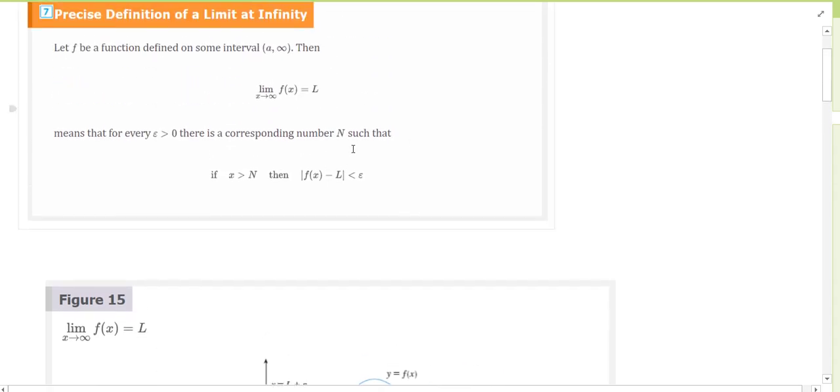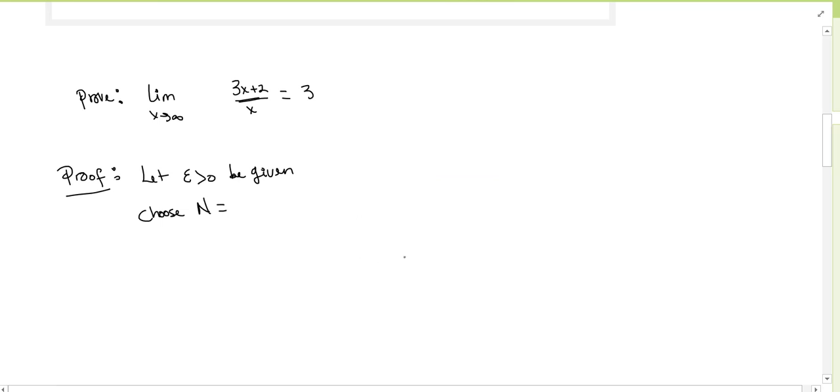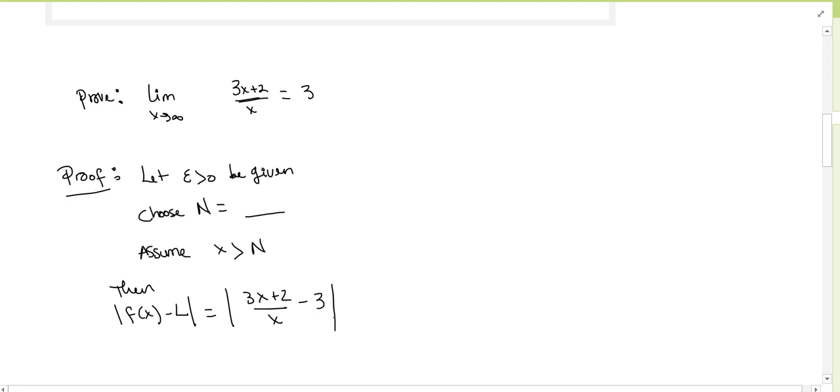Our assumption says that if x is greater than N, then the distance between f of x, the y values, and the limit is within epsilon. These are if-then statements. So we're going to assume that x is greater than N, and we have to find that N. Then f of x minus L, which in this case is 3x plus 2 over x minus L, where our limit is 3.